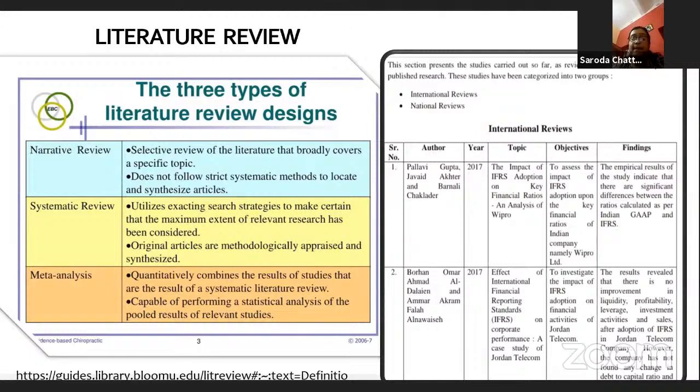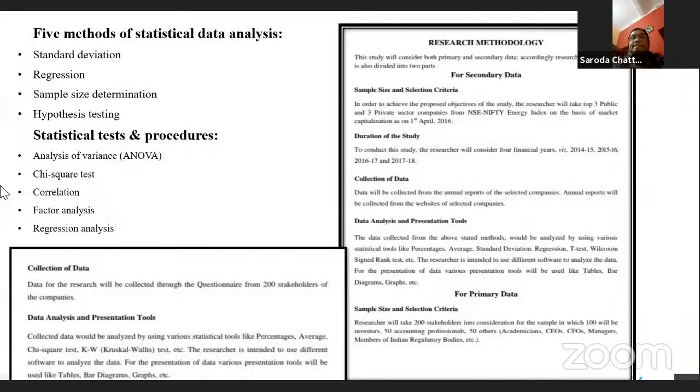The next slide, please. The next slide contains the research methodology part. See, how a researcher can do the research methodology part, and how in the research paper they can add the research methodology. Just an example I have shown for secondary data and for primary data. I hope all of you can see it. A detailed sample is provided over here, along with some methods and statistical tests.